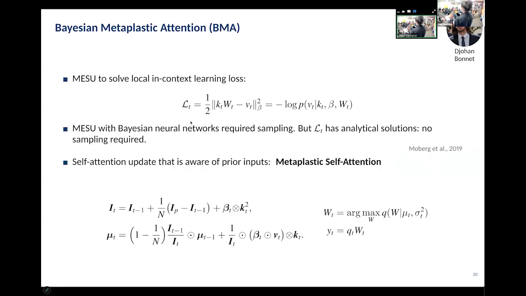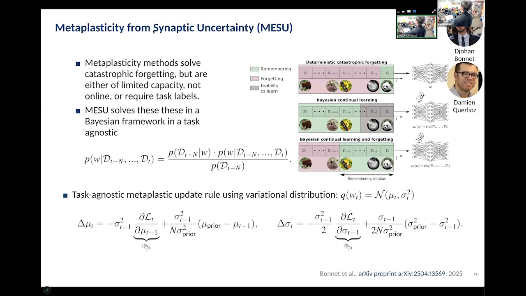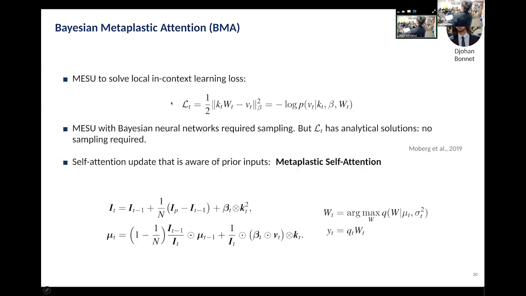So now coming back to the story about the local loss function and self-attention. We have exactly the same problem. We have a local loss function that we want to learn. We're getting tokens one after another. We don't want to forget them, but some of them maybe we do want to forget, because they may be irrelevant. And so we can apply the method that John developed, which, by the way, I didn't say the name of, is metaplasticity from synaptic uncertainty, so MESU. We can apply it to the loss function here written in the negative log likelihood form.